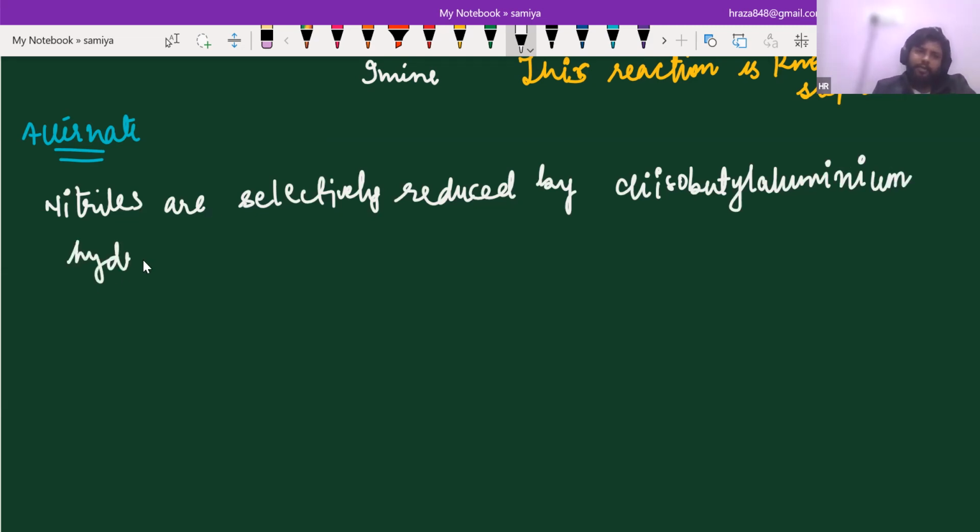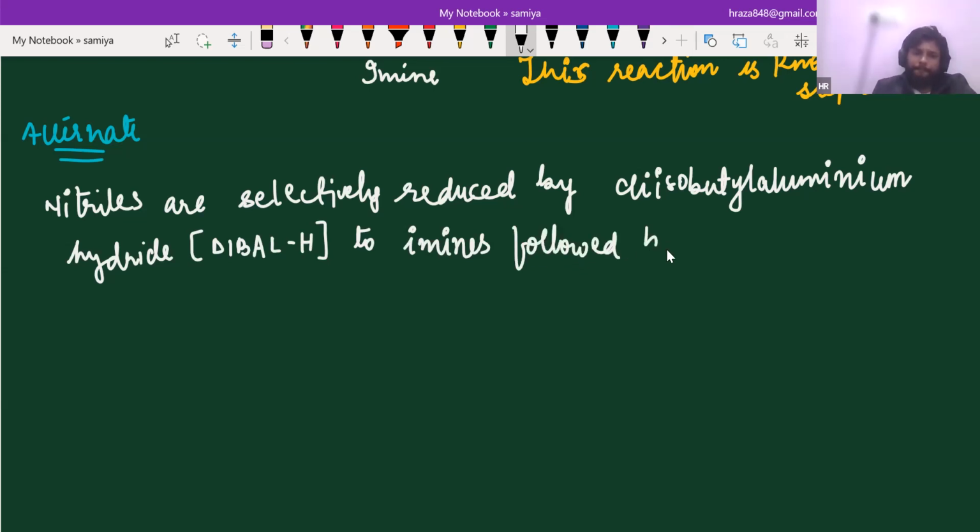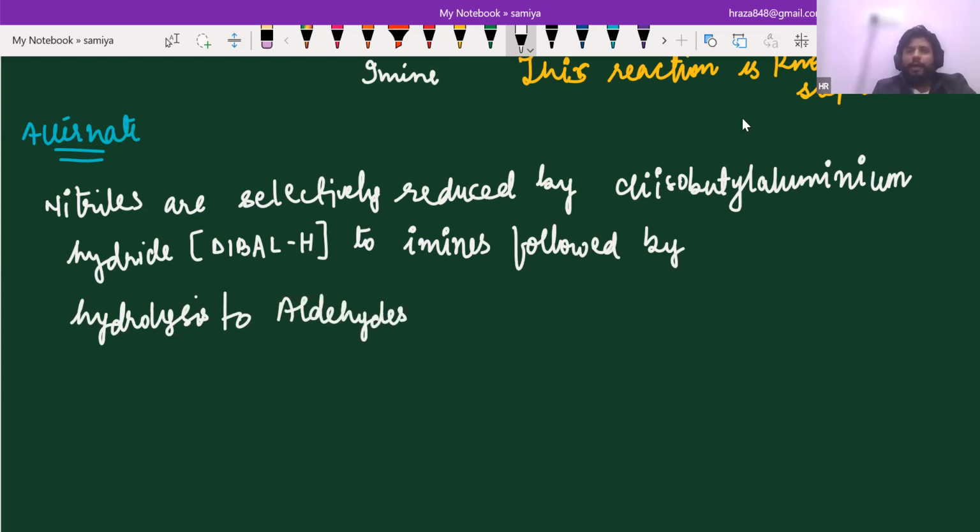hydride, that we are going to denote or symbolize with double H, to imines. First it will be reduced to imines, followed by hydrolysis to aldehydes. So this is another method to prepare aldehyde.